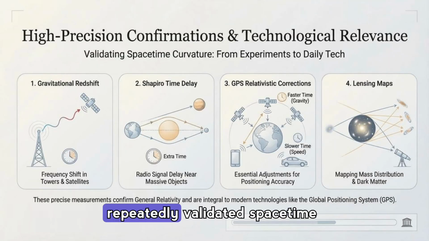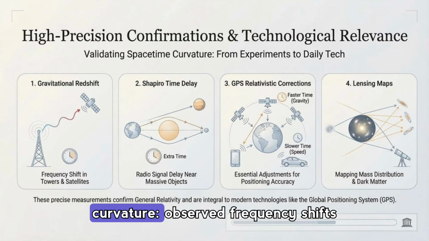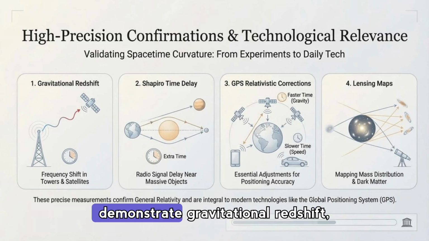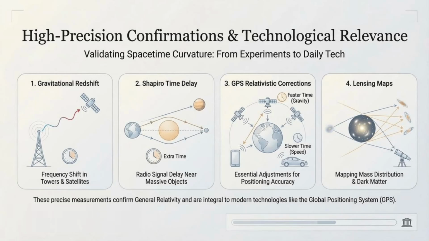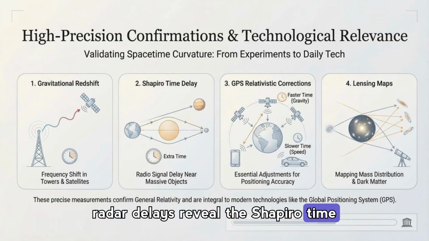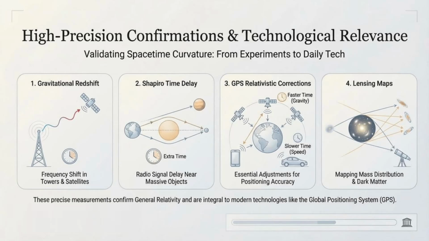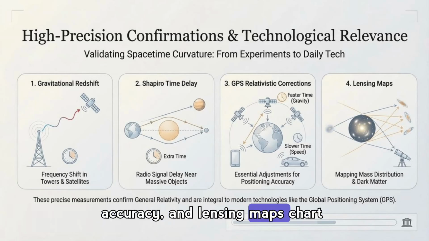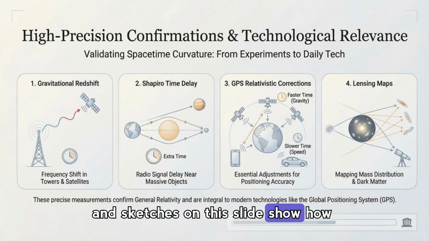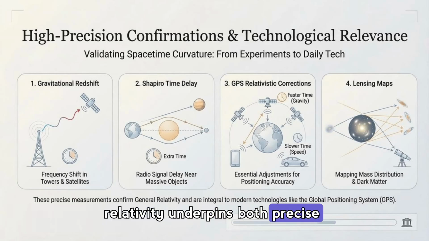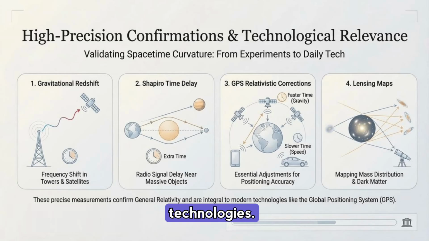High-precision experiments have repeatedly validated space-time curvature. Observed frequency shifts demonstrate gravitational redshift. Radar delays reveal the Shapiro time delay. GPS systems require relativistic corrections for everyday accuracy, and lensing maps chart mass and dark matter. The icons and sketches on this slide show how relativity underpins both precise measurements and modern technologies.